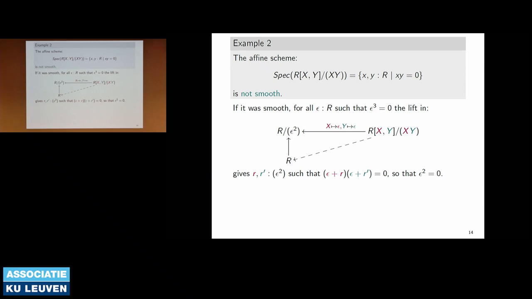So let us assume the scheme is smooth. We look at this diagram here. So we send x to epsilon, y to epsilon. Here we have quotiented by epsilon square, so indeed the product of the images of x and y is 0. And so by the assumed smoothness of this spectrum, we can find a lift here.